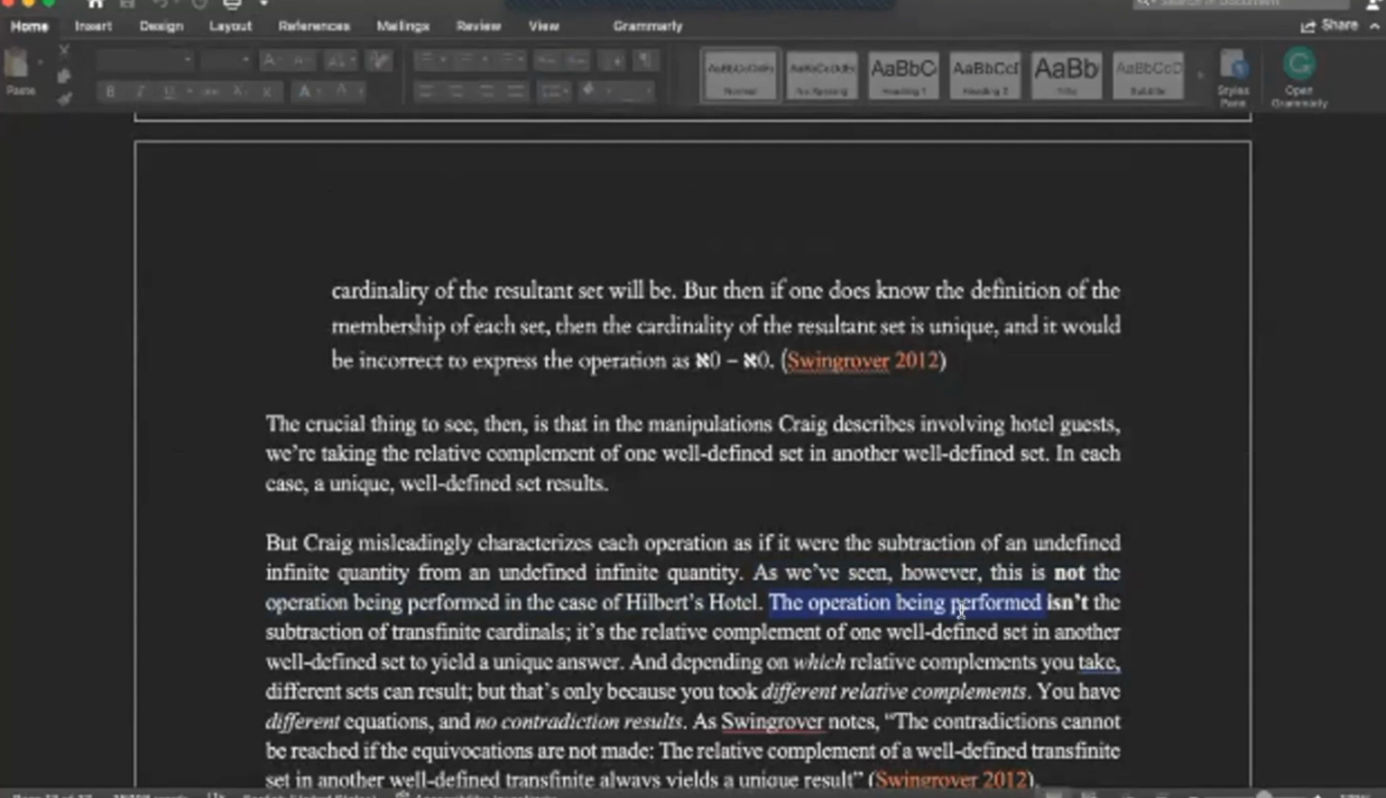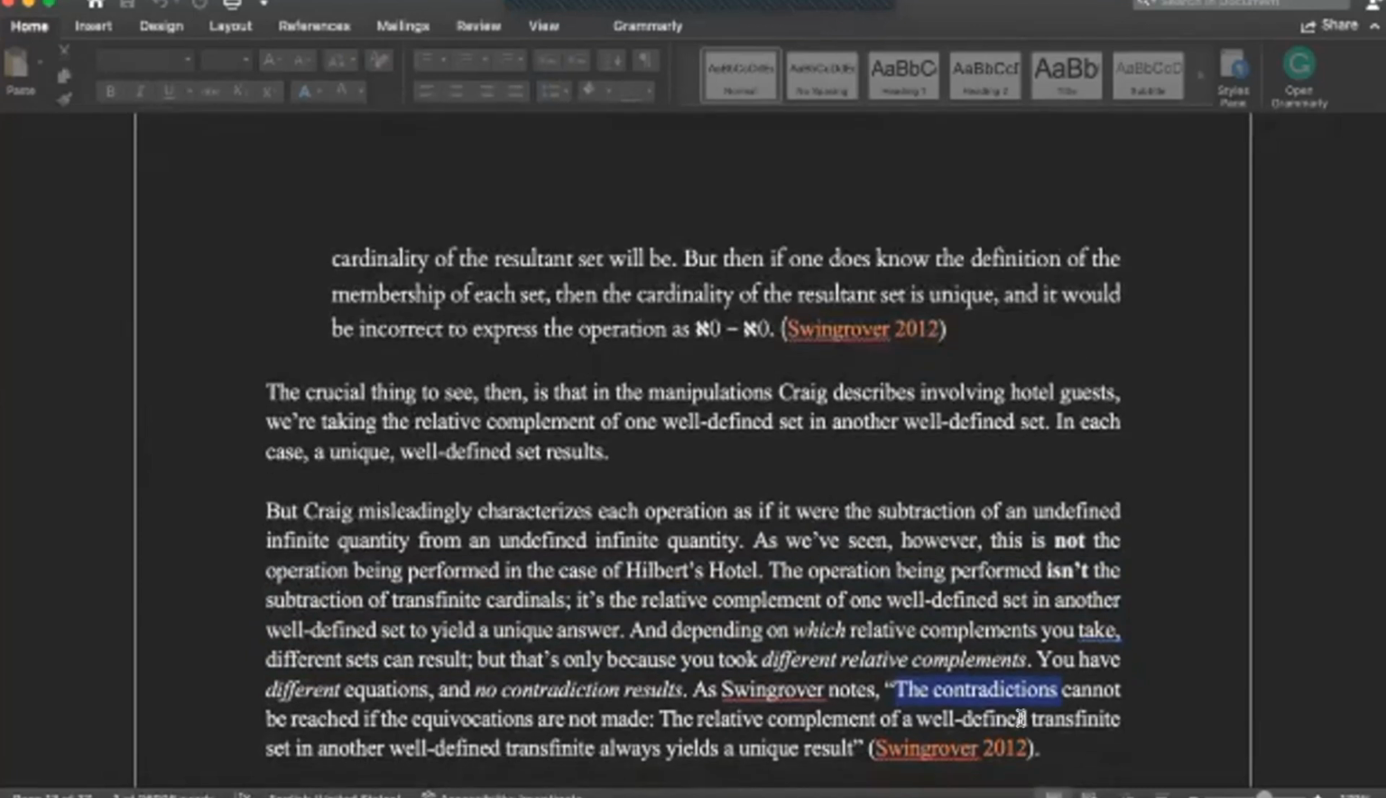And depending on which relative complements you take, different sets can result. But that's only because you took different relative complements, right? You have different equations, and no contradiction results. As Swingrover notes, the contradictions cannot be reached if the equivocations are not made. The relative complement of a well-defined transfinite set in another well-defined transfinite set always yields a unique result.